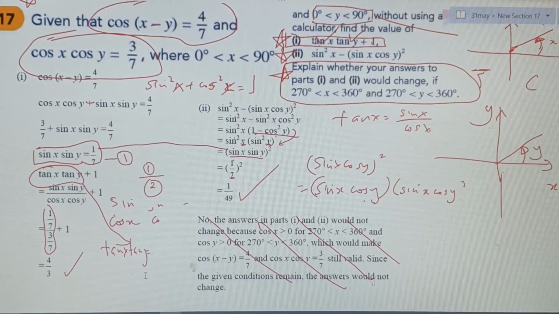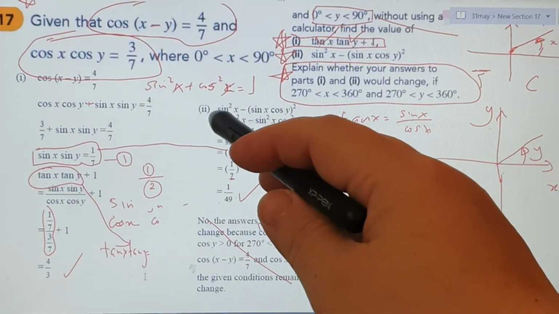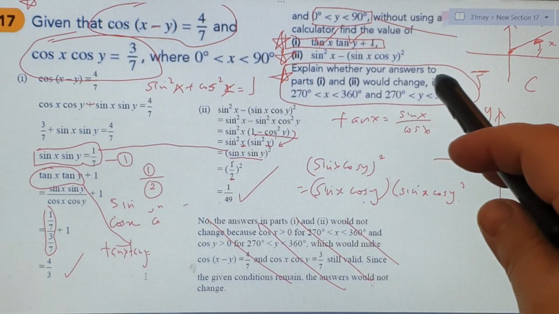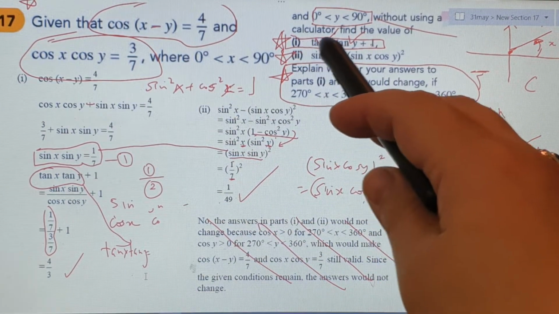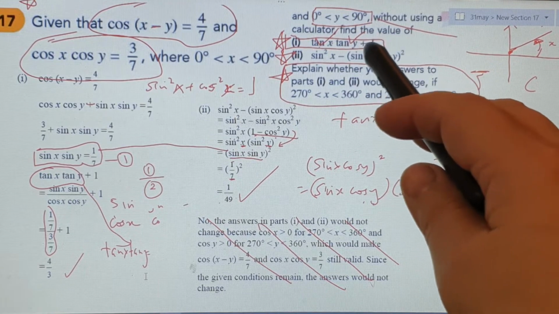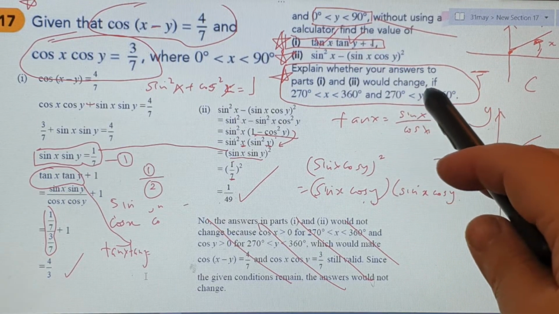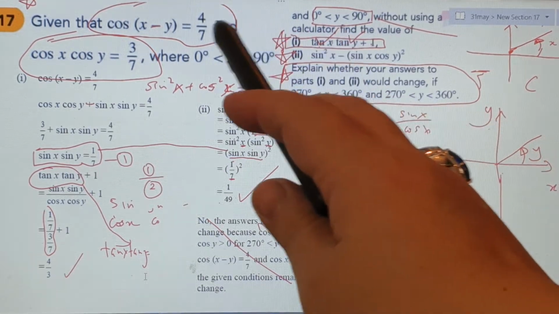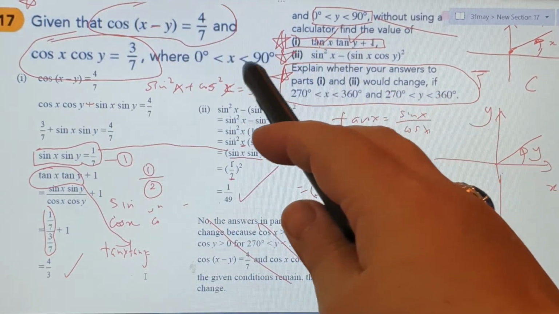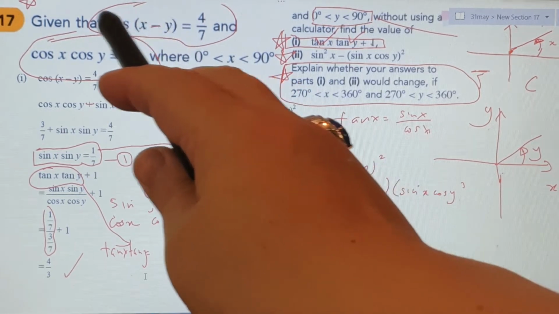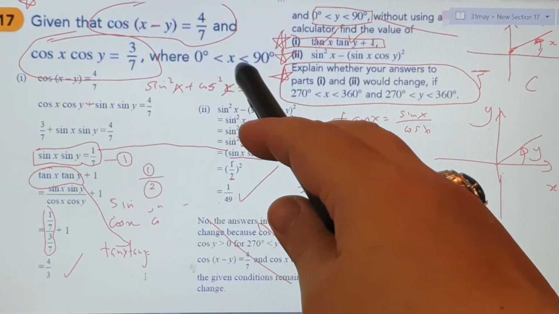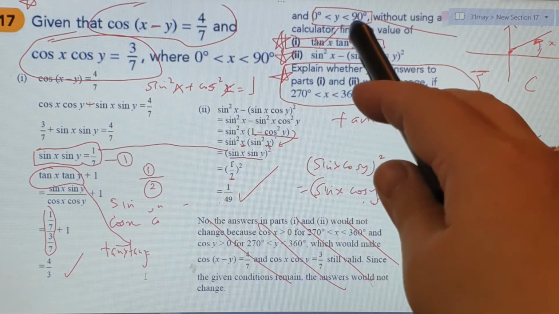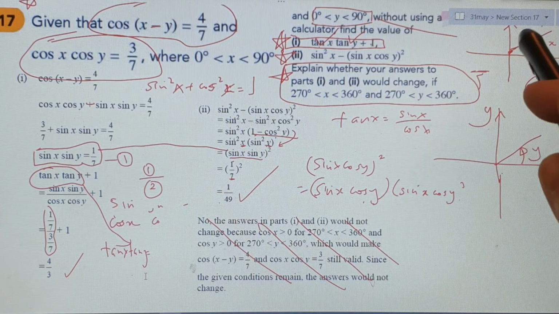Alright, we stopped here the other day. Okay, part 2, then they ask you to explain whether your answers to part 1 and part 2, that means these two answers, would change if x, x is an angle. The question first told you that x is between 0 and 90, and y is between 0 and 90 also. That means they're in the first quadrant.